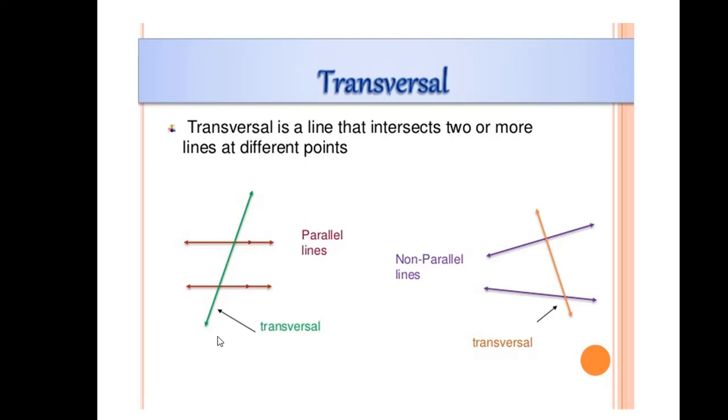Next, coming to transversal. A transversal is a line that intersects two or more lines at different points. Here two examples are there. In the first example, we have parallel lines, and one transversal is passing through both the lines, intersecting at two different points, one for each parallel line. Here non-parallel lines are there, and one more transversal is passing through them.